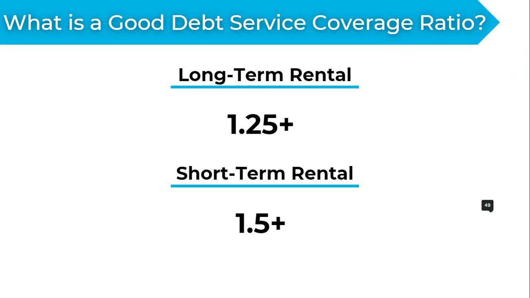Now, long-term is going to be considered a 12-month lease or longer. Short-term is anything below that. And 1.25 just means you have $1,250 of rental income for every $1,000 that's in the housing payment.